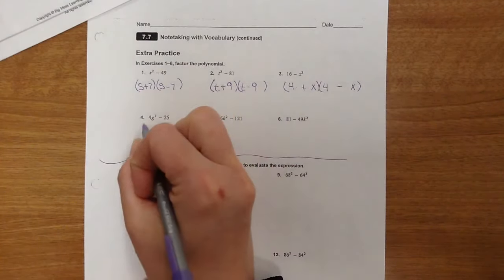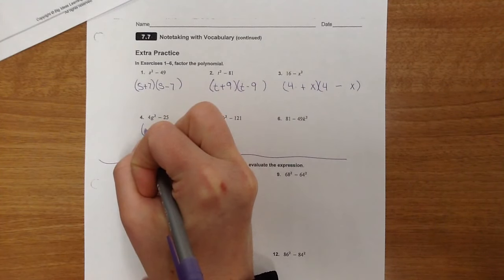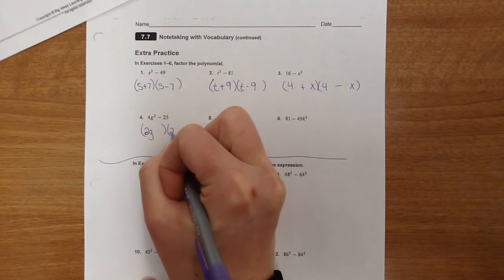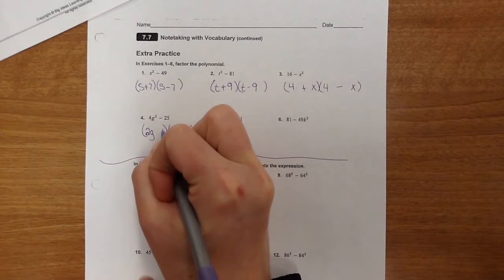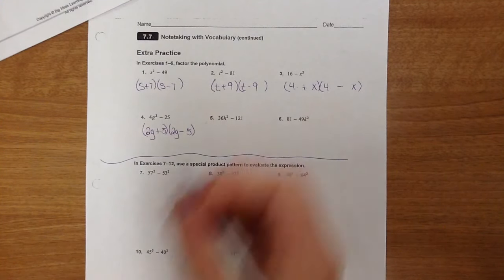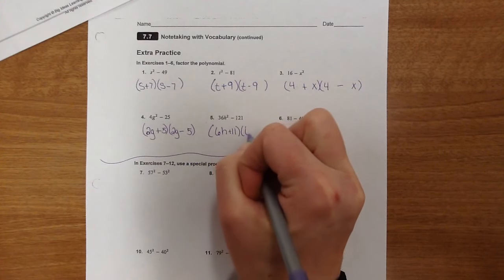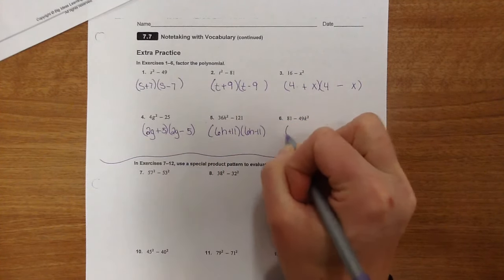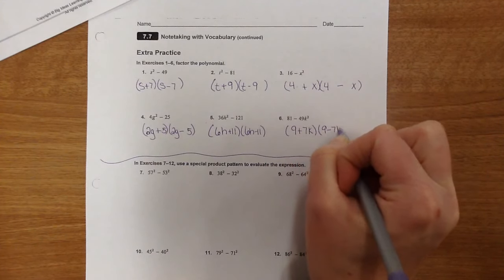Now in this one, notice we do have a coefficient out front. So we're just going to take the square root of 4, and then obviously g, so square root of 4g squared, and then the square root of 25, and then our signs alternate. Okay? So not too bad. So this would be 6h minus 11, plus 11, and then 6h minus 11. And then this would be 9 plus 7k, and then 9 minus 7k.